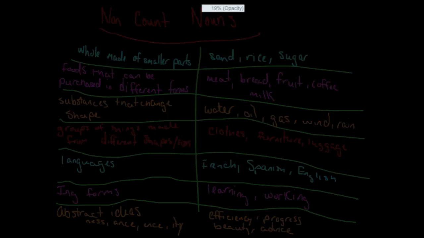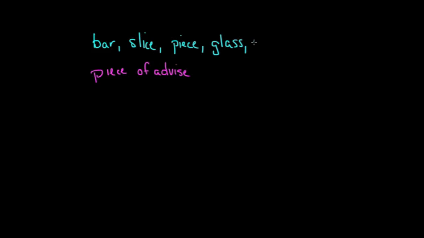Now, there are times when we actually do need to make these countable. So what we do when we need to make them countable is we use something. For example, we say a bar, for example, a bar of chocolate. A slice, for example, a slice of bread. A piece, we also say a piece of bread. We also say a piece of advice. I'm going to write that. We have a piece of advice. And we also say glass, like a glass of milk, a glass of water, game, or a cube. So these are kind of the common ways that we make them countable.